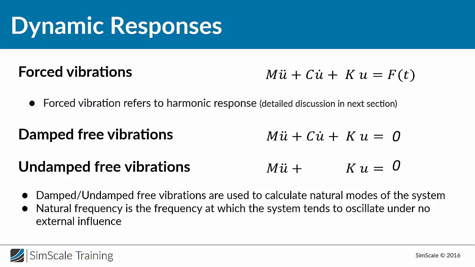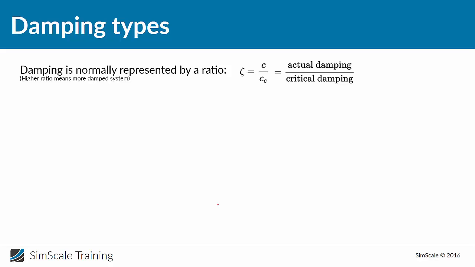So every time you want to do such a harmonic analysis, you first of all need the undamped free vibrations to calculate the natural modes of the system, and then you can use this as an input to calculate the response for the forced vibrations. And since we're talking about damping, let's talk about some important representations. First of all, how is damping represented?